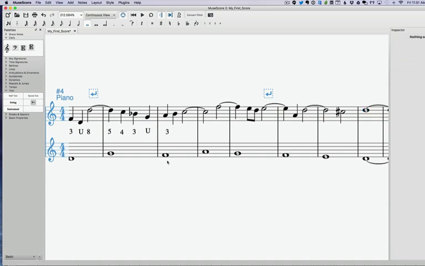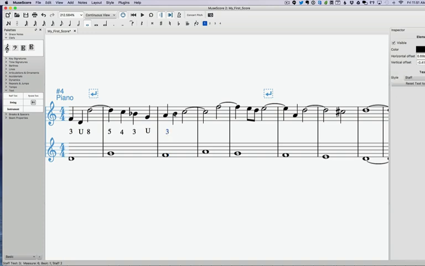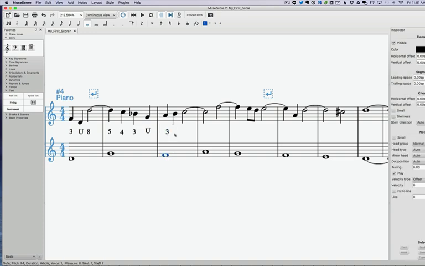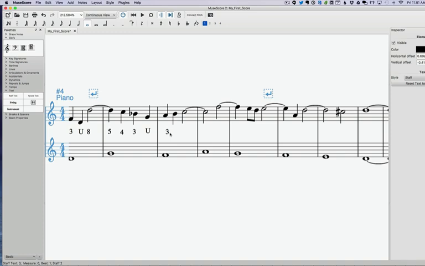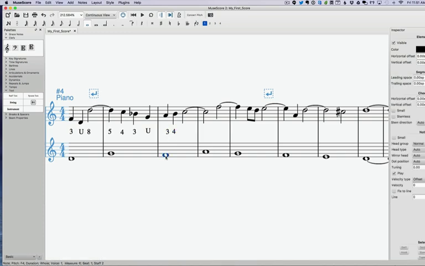Now let's look at what we've got here. So we have a third, F to A. On beat 2, we have a fourth. And beat 3, we have a fifth.